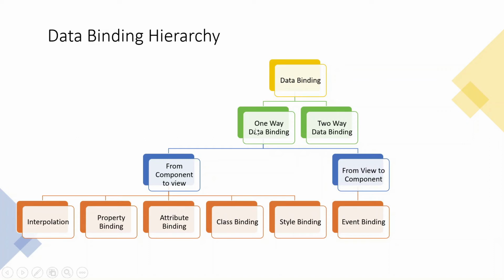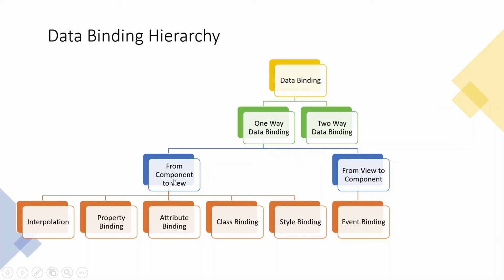One-way data binding is of two types. One is when you are trying to bind the data from component to the HTML DOM, that is view. And second one is you want to bind the data from the HTML DOM to the component.